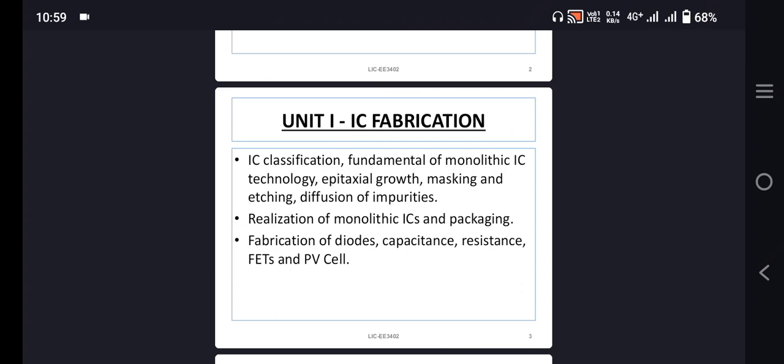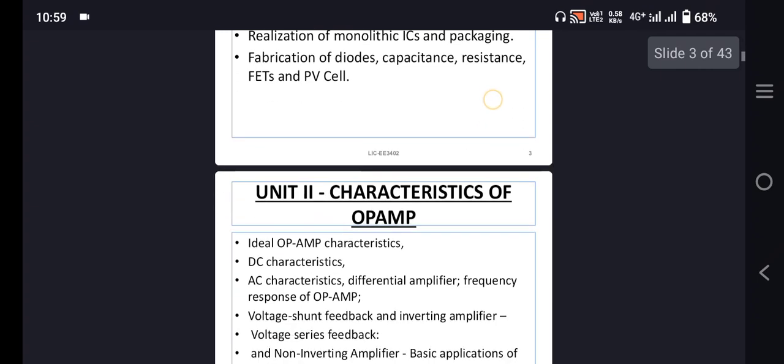First unit is IC fabrication. It consists of IC classification, fundamentals of monolithic IC technology, epitaxial growth, masking and etching, diffusion of impurities. The next one is realization of monolithic ICs and packaging, then fabrication of diodes, capacitance, resistance, FETs and PV cells.